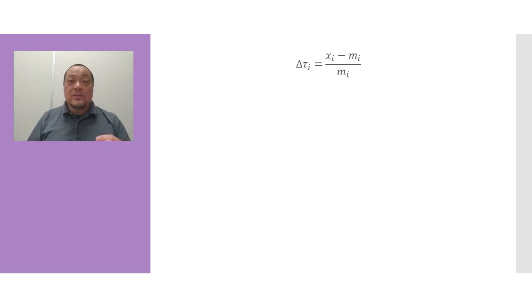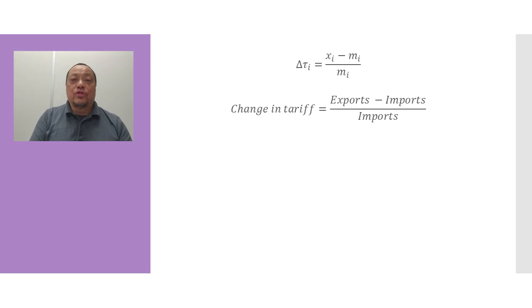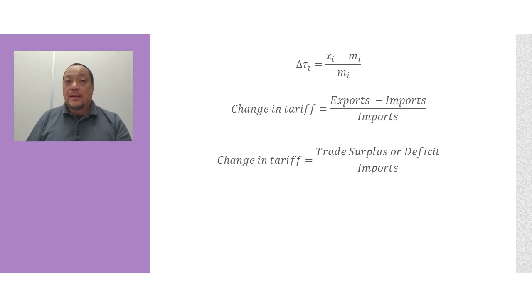So in words, the formula is change in tariff for this country equals export to it minus import from it, divided by import from it. Now, what's the numerator equal to? What is export minus import? How much we export to a country minus how much we import from them. That's our trade surplus. And if it's negative, it's a trade deficit. The numerator divided by total import, so that's trade deficit divided by total import.